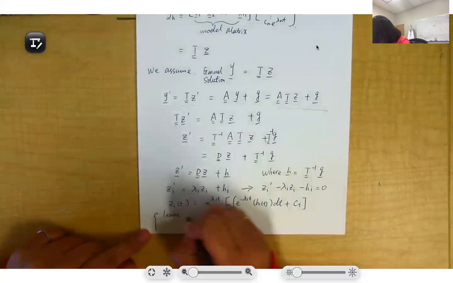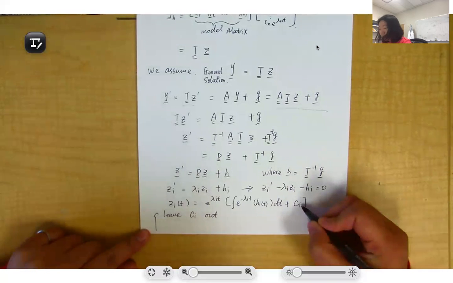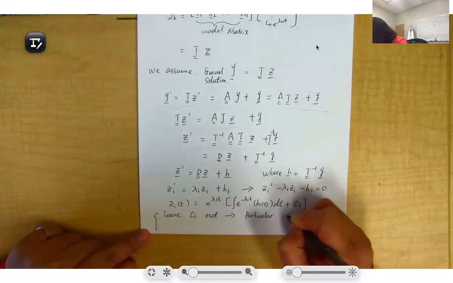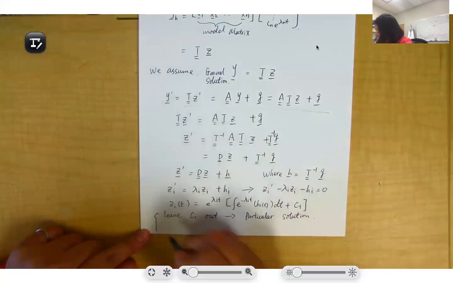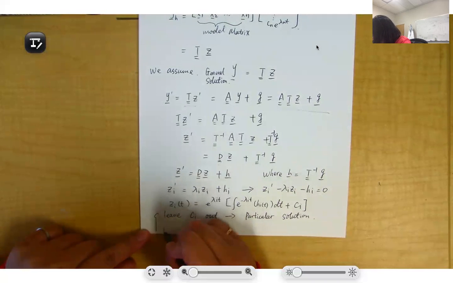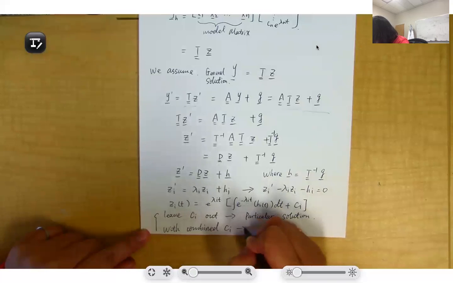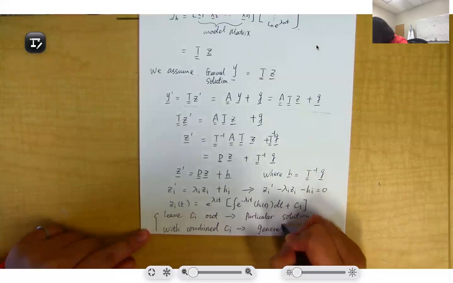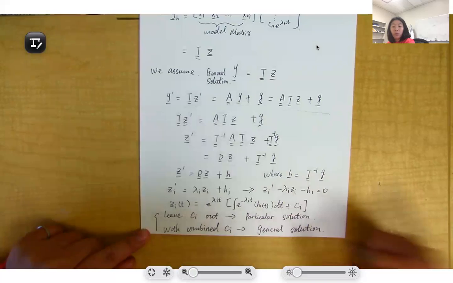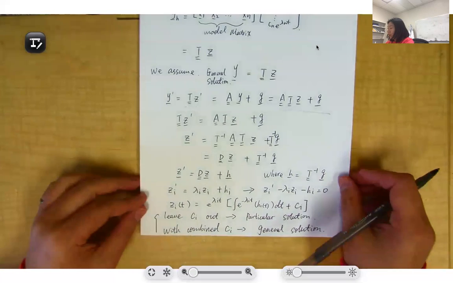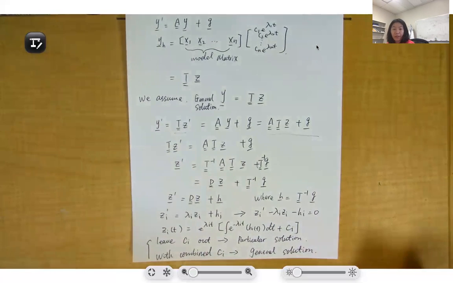Something to note: if you leave the ci out of the previous equations, then you get the particular solution. If you combine it with ci, then it will be your general solution, which includes both your homogeneous solutions as well as your particular solutions. So this is our matrix diagonalization, and we will work examples using matrix diagonalization to solve for the general solution of higher order ODEs.